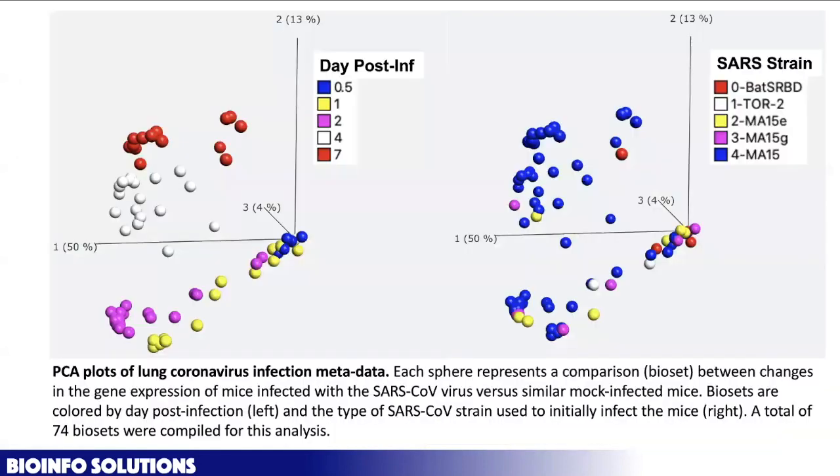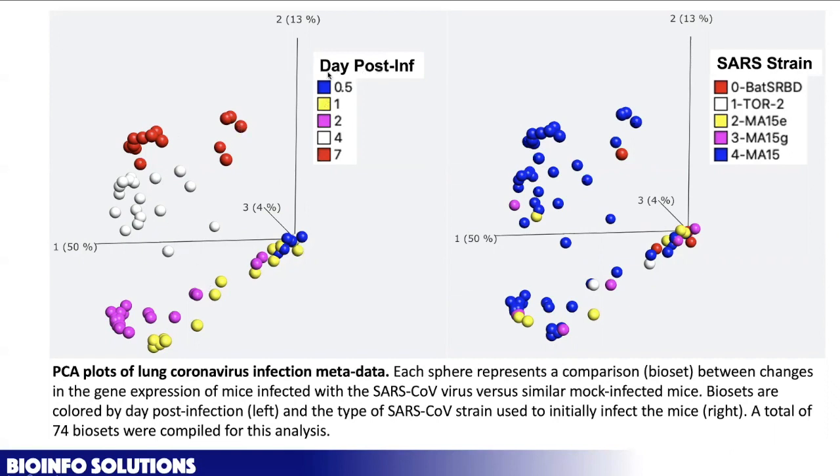Okay. So that's what we did. I put all these genes together, and I've sent that out to you. So 74 different comparisons or biosets; I'm just going to call them biosets for now. This is a PCA plot. Everybody familiar with a PCA plot? Principal component analysis. People use this all the time. This is one of my favorite programs to visualize data. What we're doing is taking all those genes that change, summarizing that data in three different ways, and plotting that in three-dimensional space.